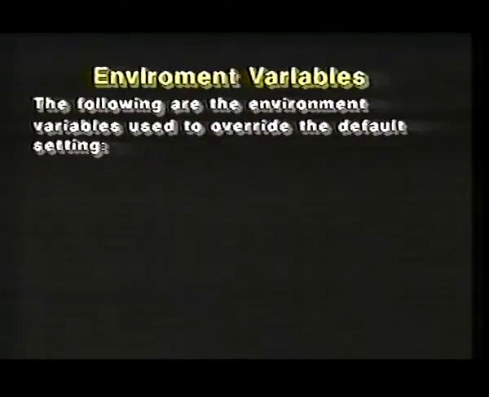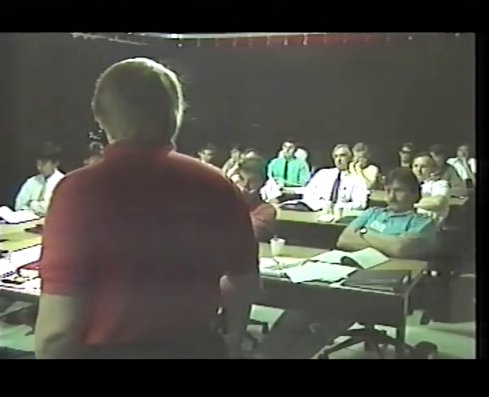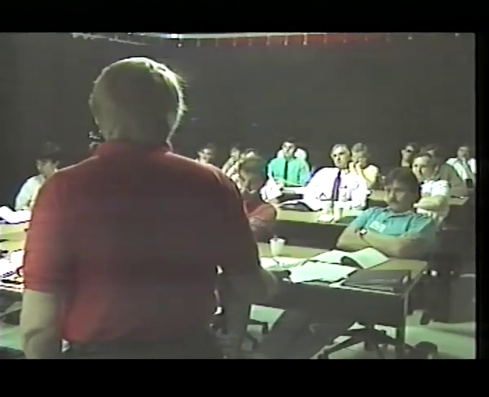Each utility has its own environment variable: CCOPTIONS for CC, CPPOPTIONS for CPP, and LINTOPTIONS for lint. The compiler will take the options from these environment variables first. If you set CCOPTIONS to -ccc and then use -exp on the command line, -exp will override -ccc. Command line options will override environment variable options, but if you don't use those options on the command line, it will take them from the environment variables. This is probably the workaround that you tell most of your customers to do, because this way they don't have to change their make files or other things to get the same effects, because who likes to edit make files?